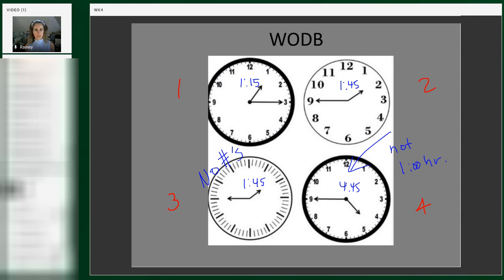What else? We can knock out 3 and 4, but what can we do? 3 and 2 are the same time, but one of them has dashes, and this one has no dashes. We could say no dashes, which means no minutes. No little 1, 2, 3, 4, 5. What else? What could we say about the only one with 15? So this would be the only 15 minute. I'll put M-I-N. Good, good, good.